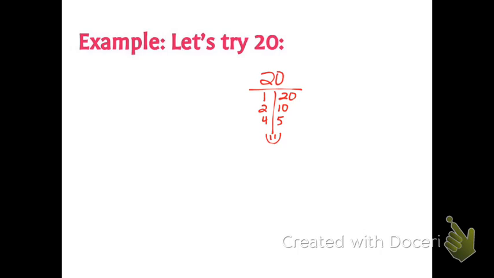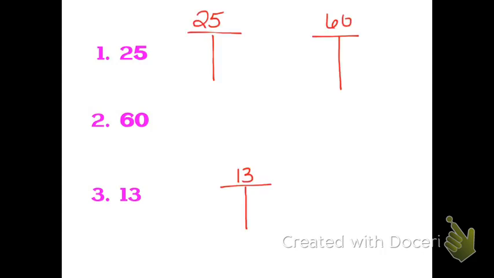How do you feel about it? Good. I'd like you to do 25, 60, and 13. Show all of your steps. We'll talk about them when you're done. So for 25, we had 1 and 25. Don't forget those. They're super important. And then what was the next number that went into them? 5. So we have 5 and 5. No numbers between those, so we have a smiley face.